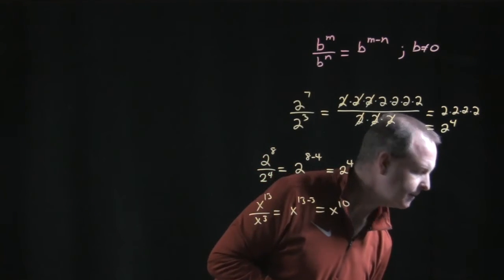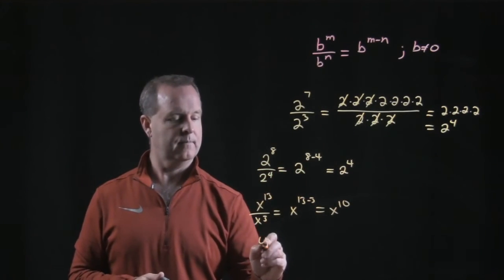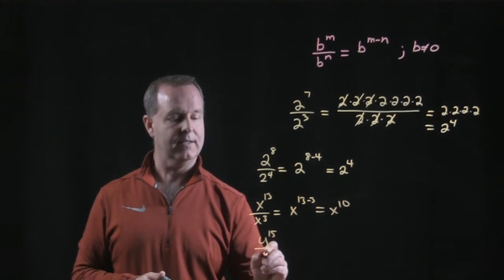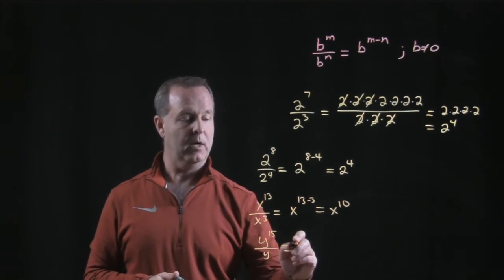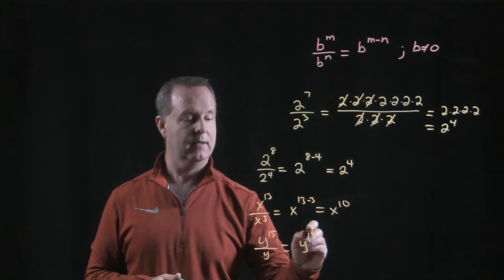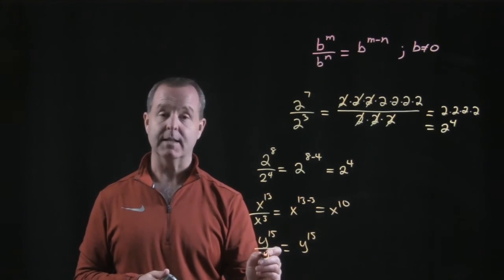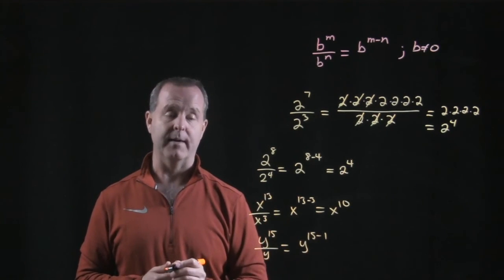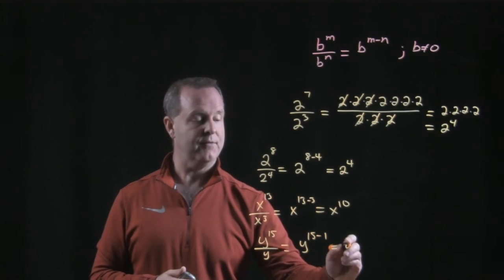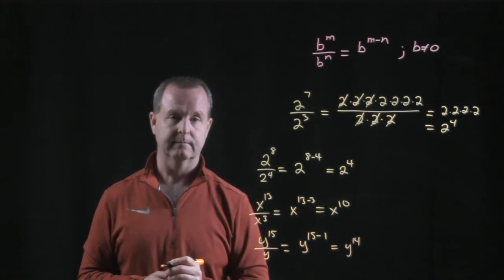And then lastly, y to the 15th divided by just a y. How do we look at that? Well, let's understand what the exponents are. y to the 15th is 15. What's the exponent of this y? It's just a 1. So let's subtract that 1 out. And then what's left is y to the 14th.